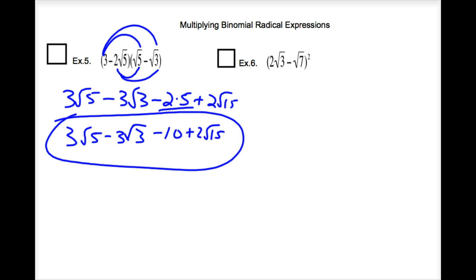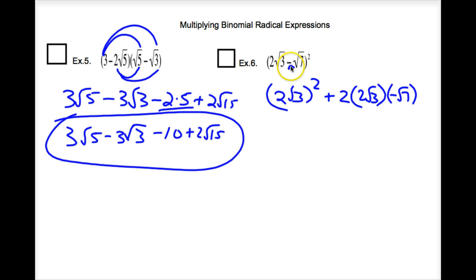Example 6, I have over to the right on this one: 2 root 3 minus root 7, squared. That follows our squared binomial situation. First one squared, twice the product, last one squared. You could write it twice and FOIL it out, but I really want you to get in the habit of doing first one squared plus twice the product, and the product would be 2 root 3 times negative root 7.